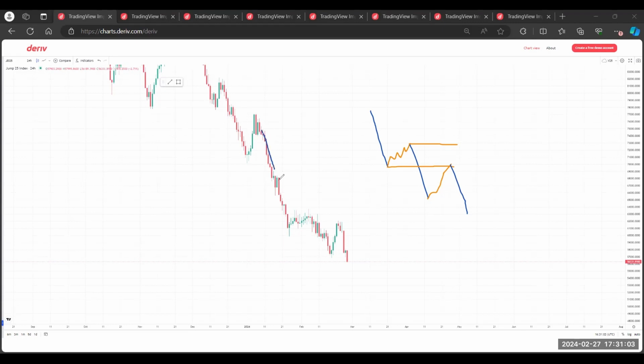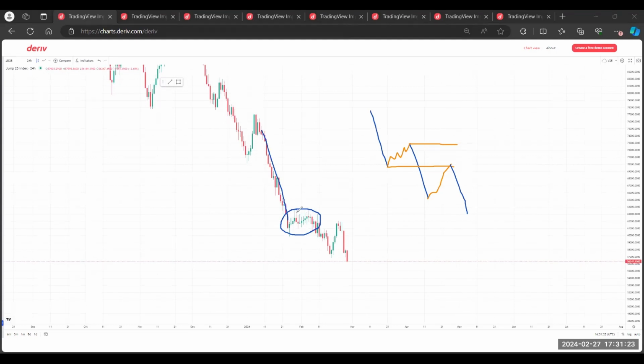I saw this impulsive push to the downside. Then we have this correction right here. Now this is a daily chart, so it took days. If you count the candles here, more than 2 weeks. Price just spent more than 2 weeks in just one spot.